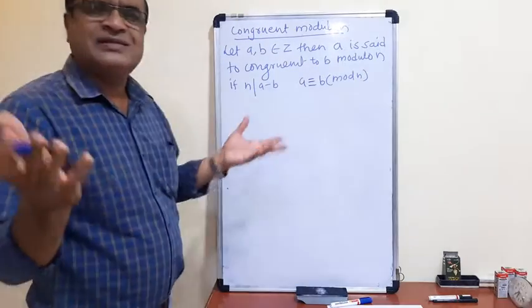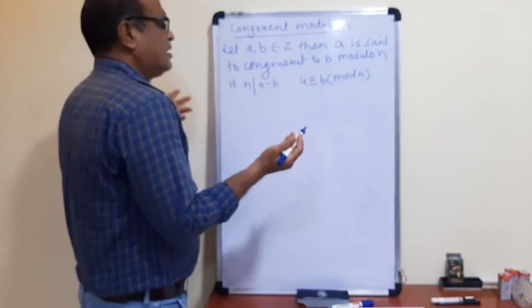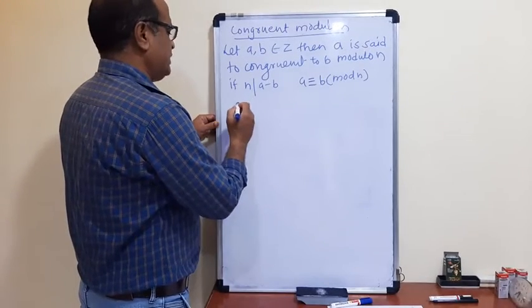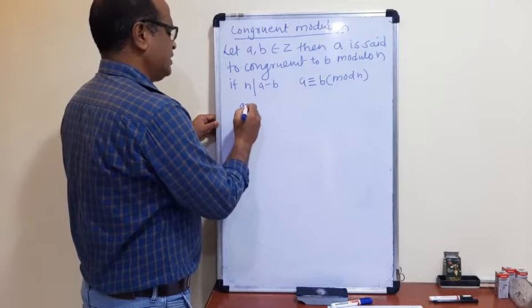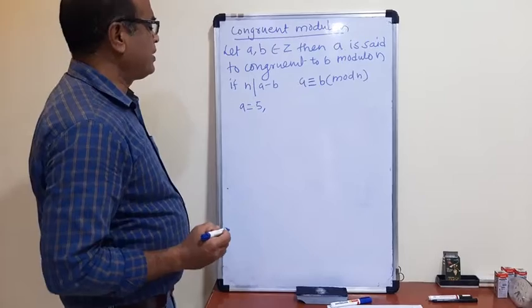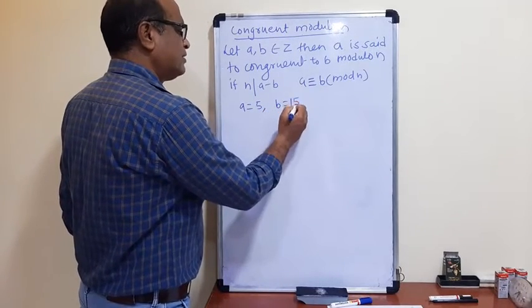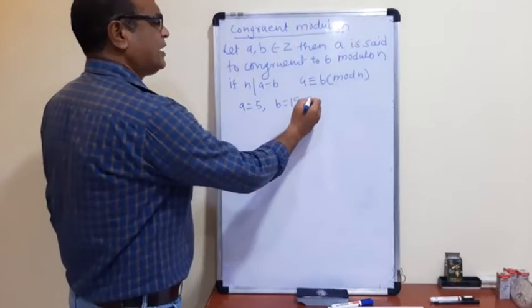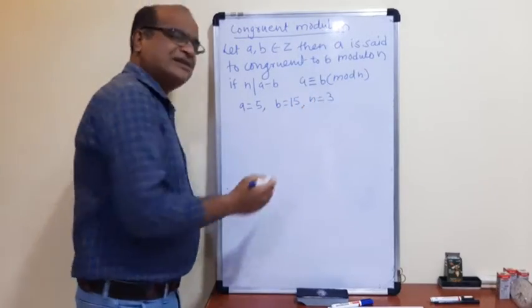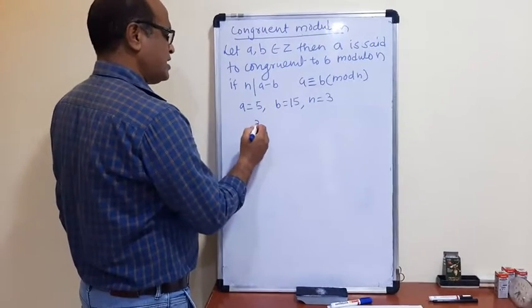So we take a very simple example. Take a is equal to 5, b is equal to 15, and n is equal to 3 here. Very simple example. So what happened?